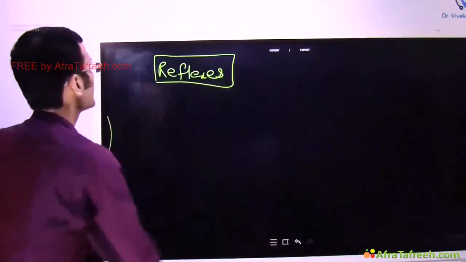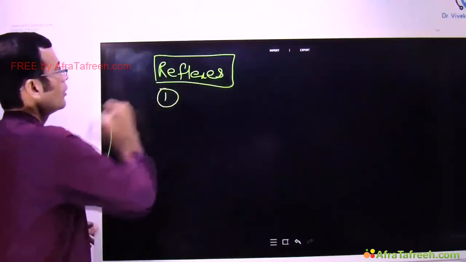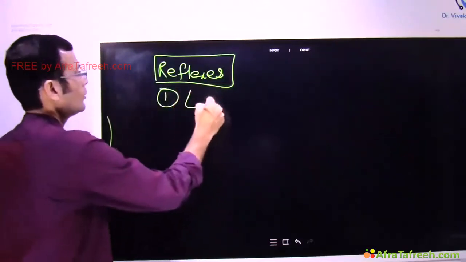Okay, let's see the reflex types. First type of reflex is called local reflexes.